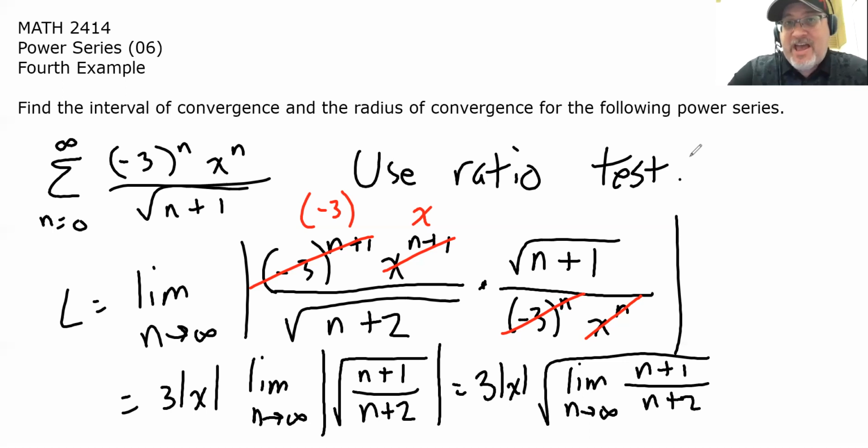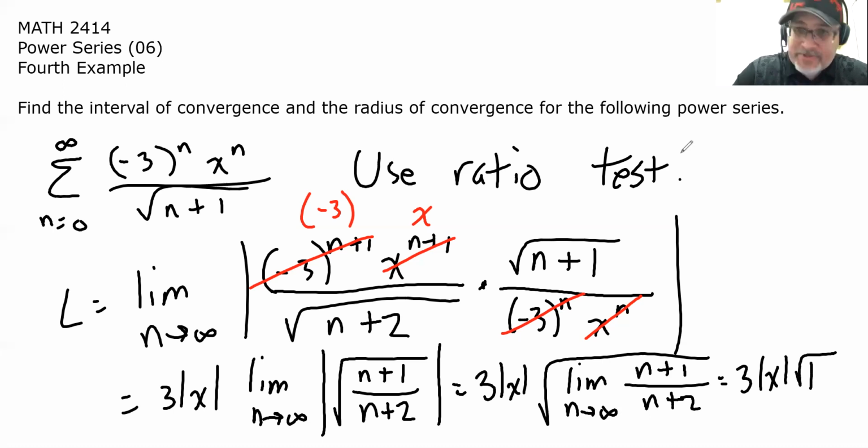Well, choose your plan of attack for the limit of that rational function. L'Hopital's rule, multiply both sides by the reciprocal of the highest power in the denominator, or simply say, well, the degrees match, and so the limit's going to be the ratio of leading coefficients. So that limit is 1, which means that our limit for the ratio test is 3 times the absolute value of x times the square root of 1. But the square root of 1 is 1, and 1 times anything is itself. So it's really kind of redundant to write times the square root of 1.